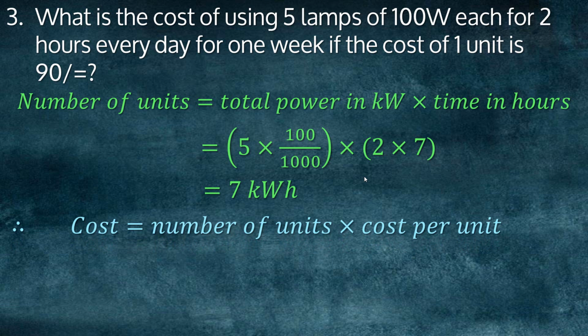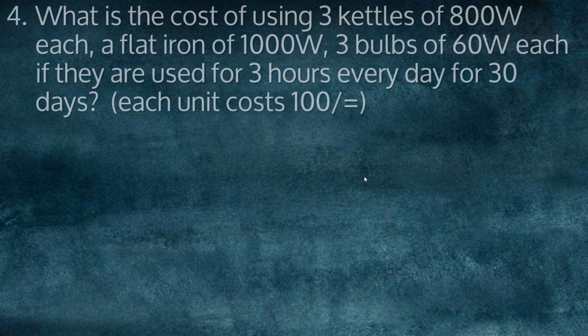The cost is equal to number of units times cost per unit. You know that, which becomes 7 times 90, and we get 630 shillings.